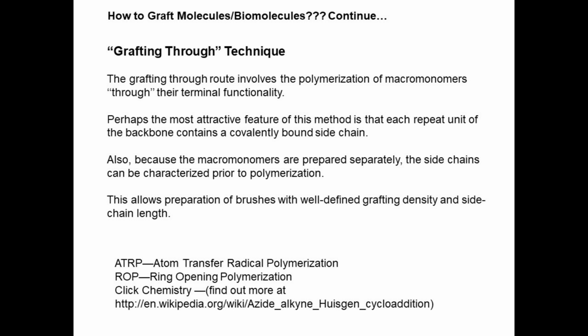So the grafting through route involves the polymerization of macromonomers through their terminal functionality. Perhaps the most attractive feature of this method is that each repeat unit of the backbone contains a covalently bound side chain. Also, because the macromonomers are prepared separately, the side chains can be characterized prior to polymerization. So it allows the preparation of brushes with well-defined grafting density and side chain length.